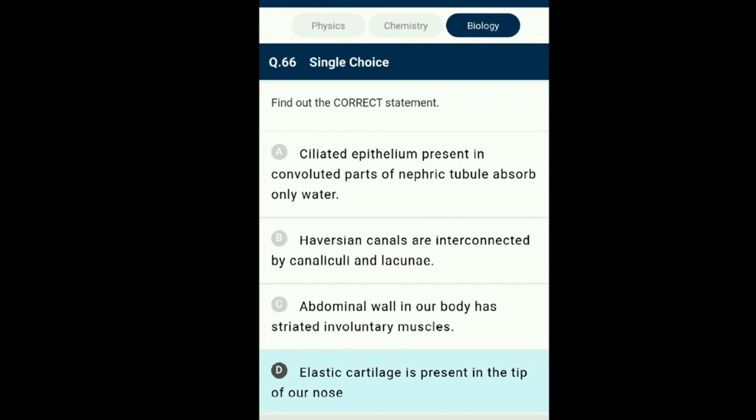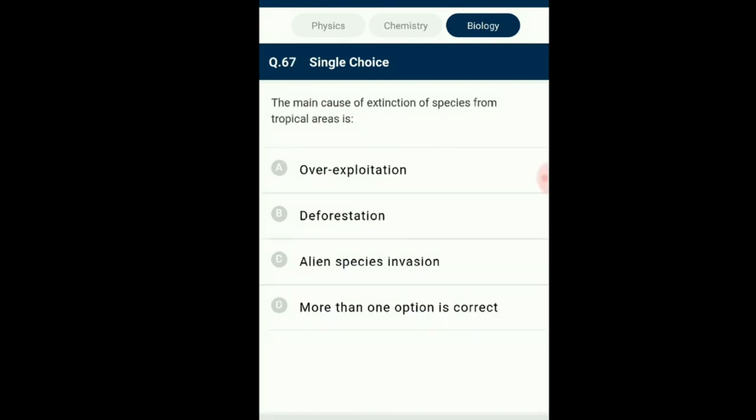From the given 4 statements, statement D is correct. Question number 67. The main cause of extinction of species from tropical areas is habitat loss and fragmentation. Deforestation is the most important cause driving animals and plants to extinction. The most dramatic examples of habitat loss come from tropical rainforest, once covering more than 14% of the Earth's land surface. These rainforests now cover no more than 6%. They are being destroyed fast. So the answer for this question is option B, deforestation.